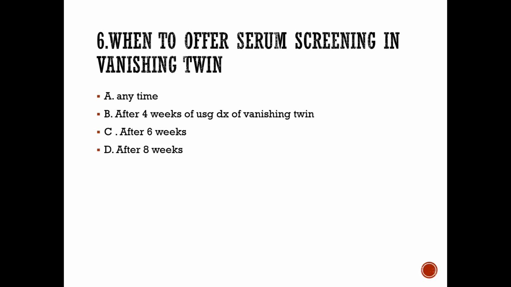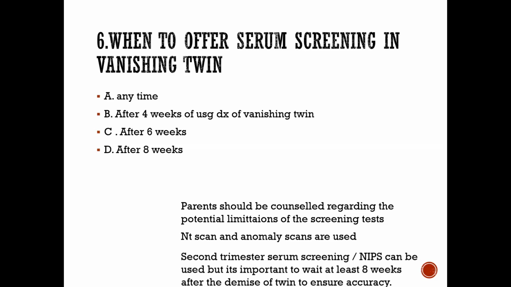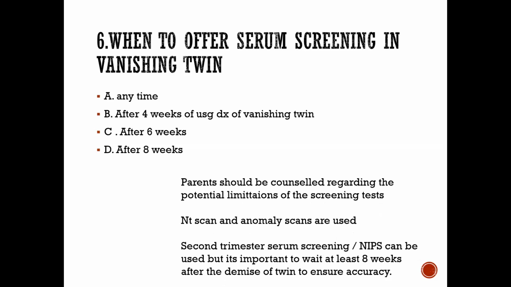Now, which serum screening should be offered in case of vanishing twin, and when? It can be offered after 4 weeks of ultrasound diagnosis of the vanishing twin, or after 6 weeks, or after 8 weeks. Parents should be counseled regarding the potential limitation of the screening test. NT scan and anomaly scans are used for screening in the second trimester, and NIPT also can be offered, but it is important to wait at least 8 weeks after the demise of the twin to ensure accuracy of the test.